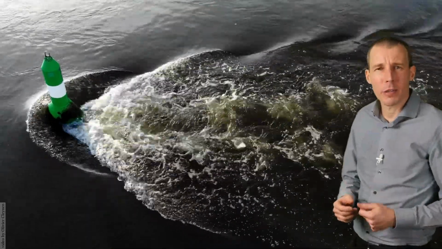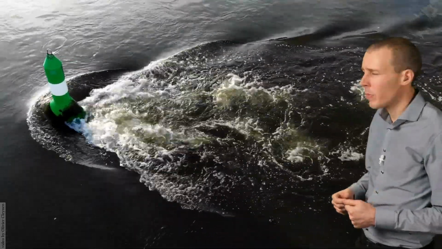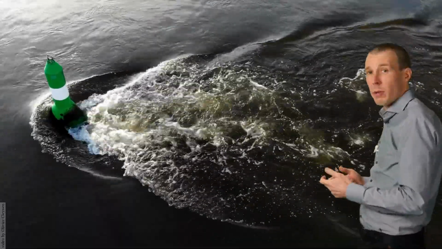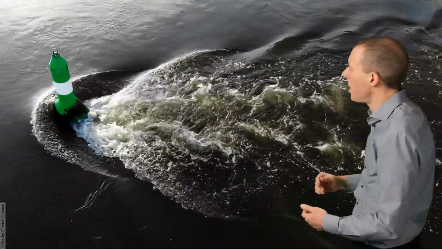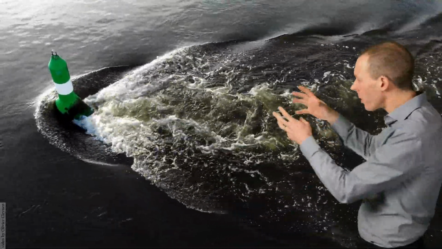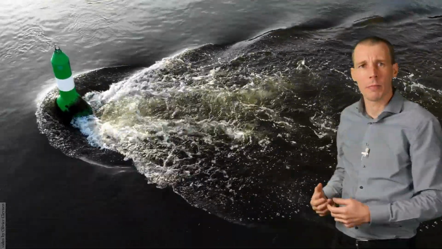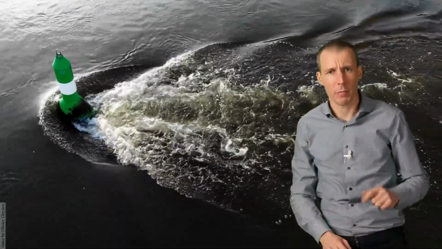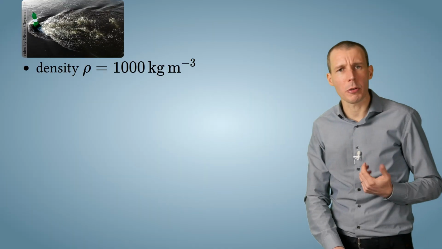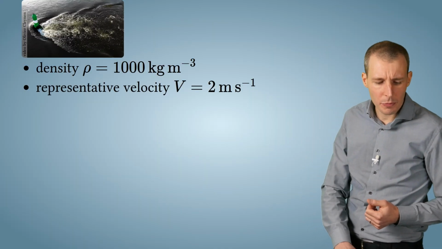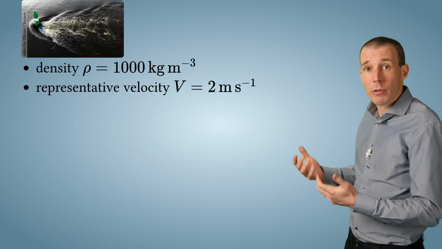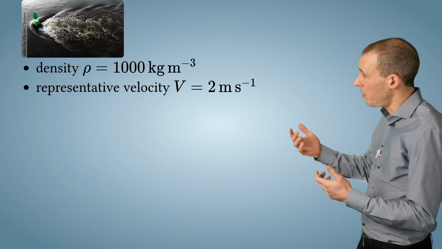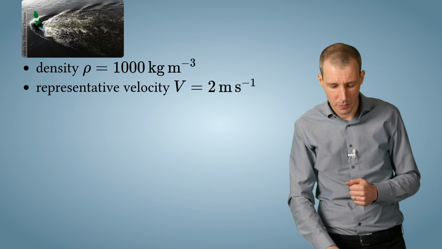Here are a couple of examples of how to calculate the Reynolds number. This is a buoy in the river Elbe, just not too far from where I live. It's about this big, the buoy, and the flow comes from the left and leaves quite a turbulent wake behind it. What's the Reynolds number here? Let's take a look. Well, the density of water is 1,000 kilograms per meter cube. This is pretty straightforward. A representative velocity would be the velocity on average of the river at this point, which would be about 2 meters per second in this case.